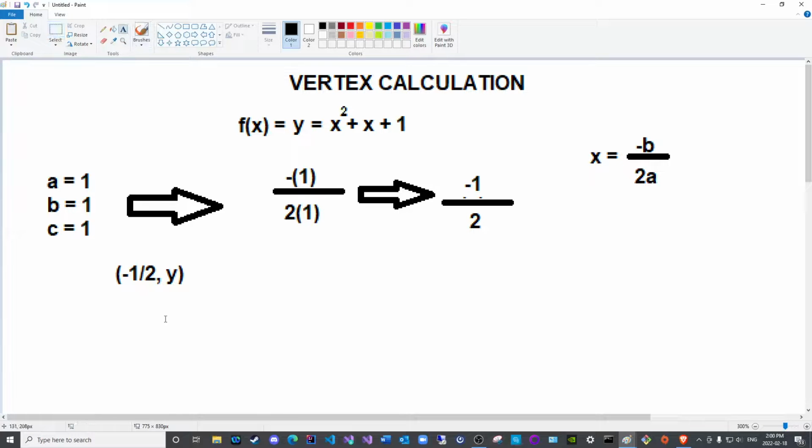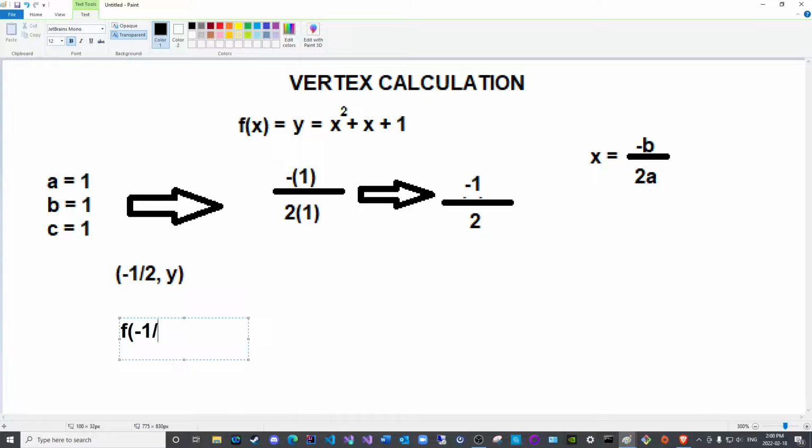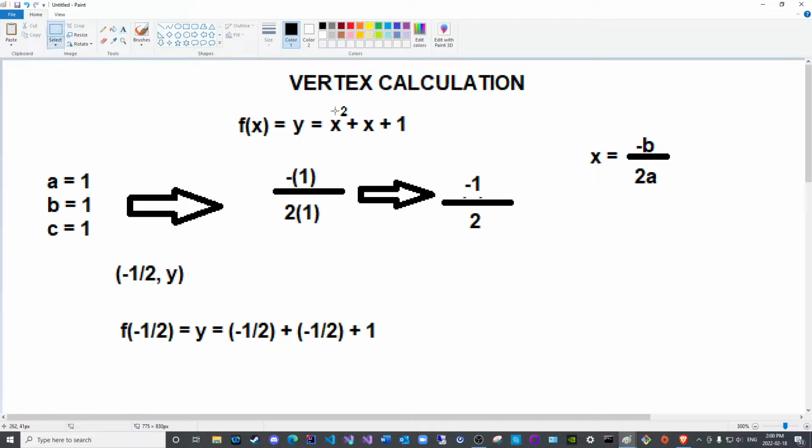So basically what we will do is say f of -half is equal to y, which is equal to -half squared, and I will add the squared later on, plus -half plus 1. So let me add this square here and drag it here. Okay. Now let us calculate and see what we will have.